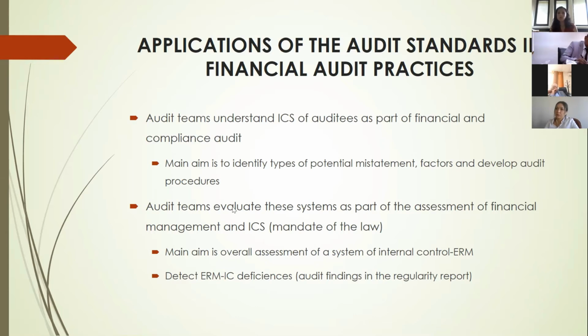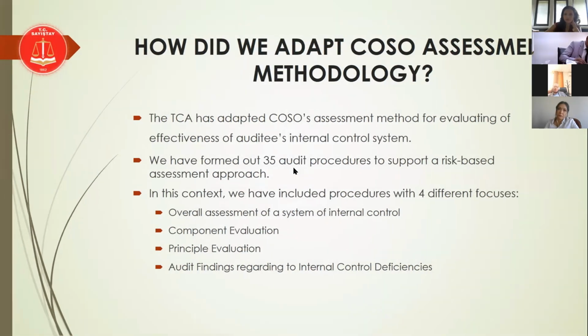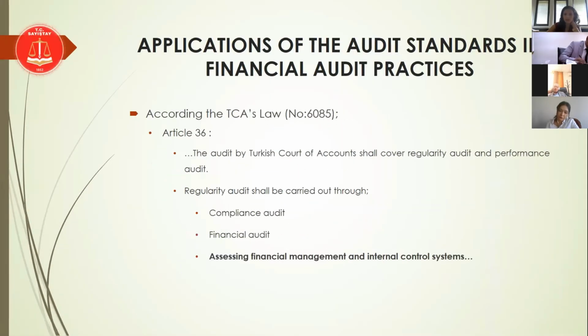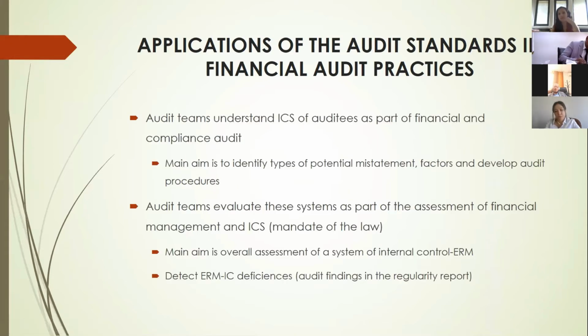And secondly, audit teams evaluate these systems as part of the assessment of financial management and internal control systems. Remember, it's the mandate of the law. Again, I will show you. Remember these three things. Regularity audit shall be carried out through compliance audit, financial audit, and assessing financial management and internal control systems. So audit teams evaluate these systems as part of this assessment. The audit team's main aim is the overall assessment of the system of internal control and ERM and to detect ERM and internal control deficiencies. It means audit findings in the regularity report.